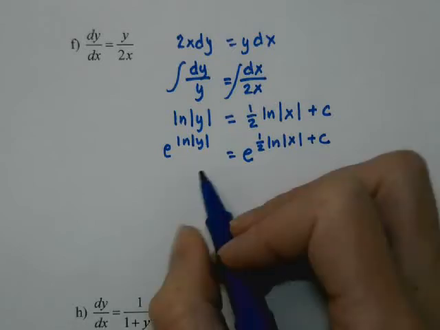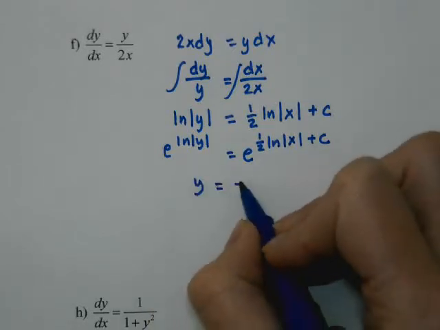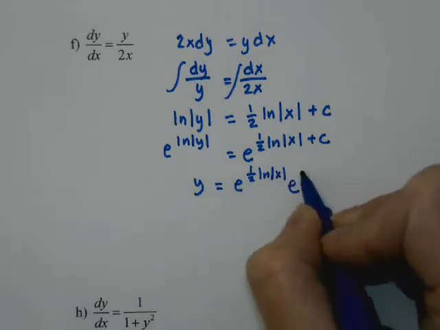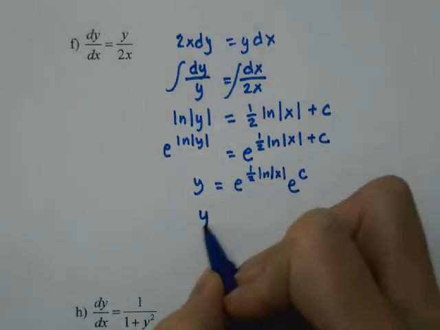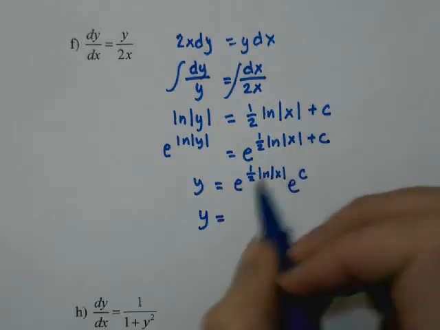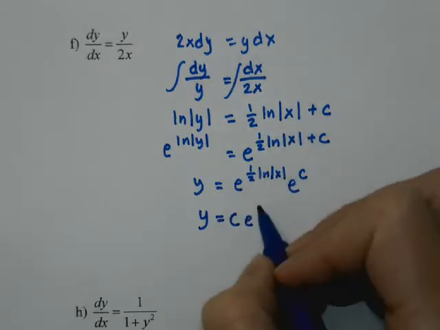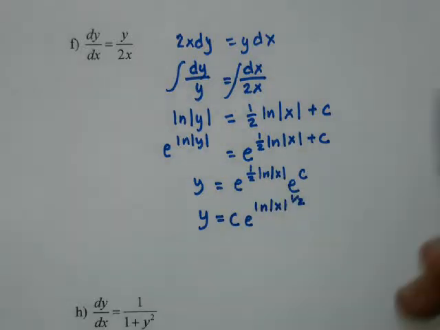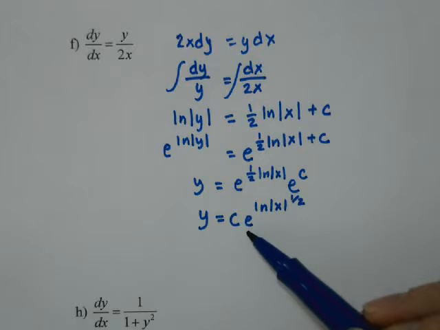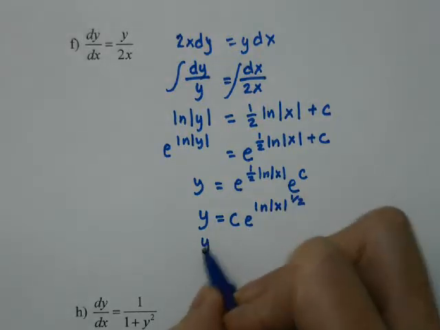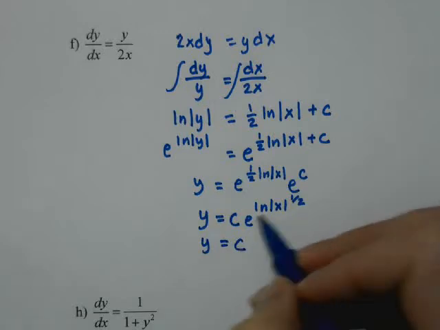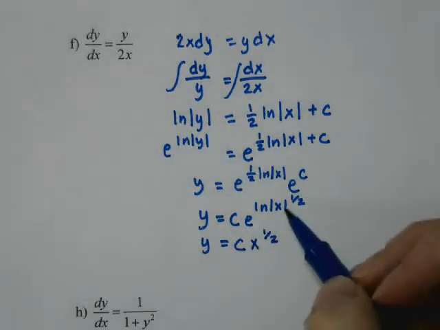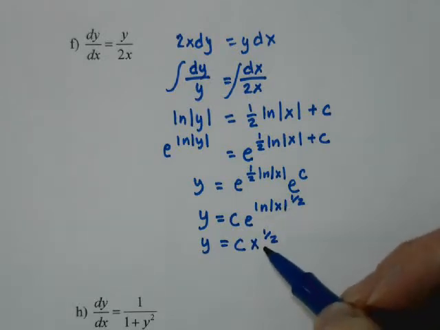Okay, and then I'm going to do that same trick on this side. So y equals e to the 1/2 natural log x times e to the c, which is just a constant. So this is going to be y equals c e to the natural log of x. I can make this to the 1/2. So here, the natural log of x to the 1/2 is just going to be x to the 1/2. And I don't need the absolute value anymore because I couldn't plug in a negative anyway.